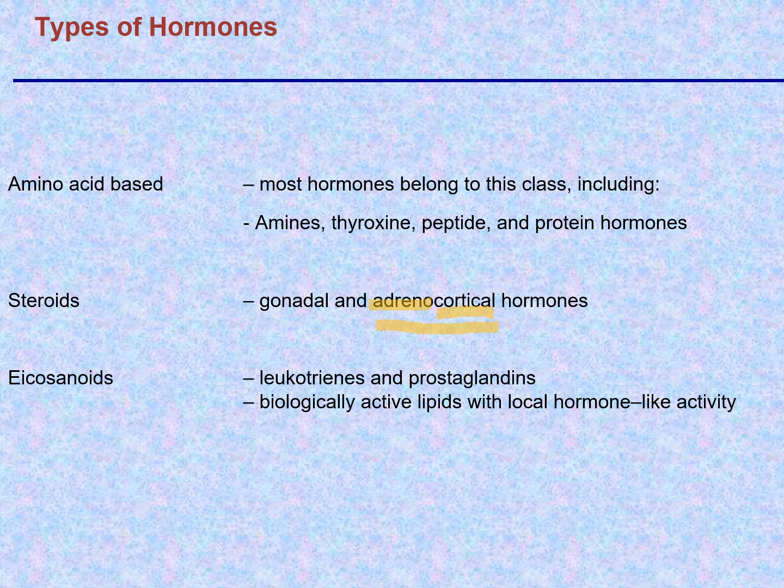There are also eicosanoids, the third class, and these include a large number of molecules that are called leukotrienes, as a whole family, and also another whole family of molecules called prostaglandins. These are lipids that have hormone-like activity. And there's a whole variety of them, and they're produced by a whole variety of different tissues.